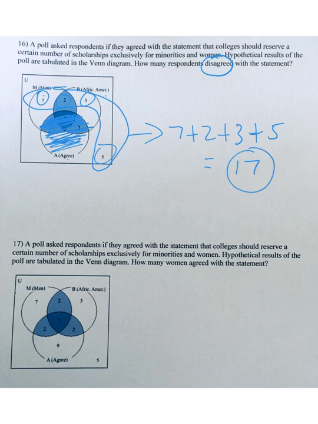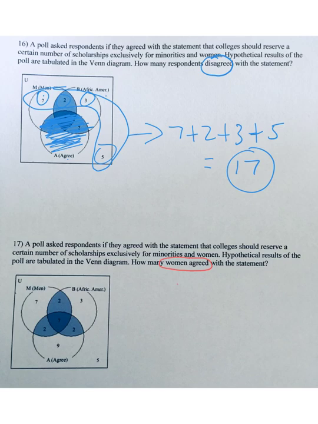Next question, number 17. Again, a poll asked respondents if they agreed with the statement that colleges should reserve a certain number of scholarships exclusively for minorities and women. Hypothetical results of the poll are tabulated in the Venn diagram. How many women agreed with the statement? It happens to be the same numbers, the same Venn diagram, but they've snuck in 2 criteria. We want to know the number of women that agreed.